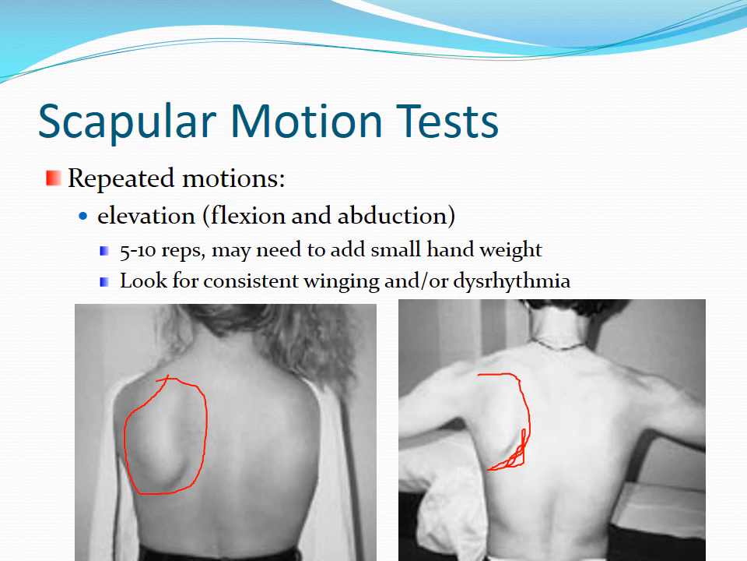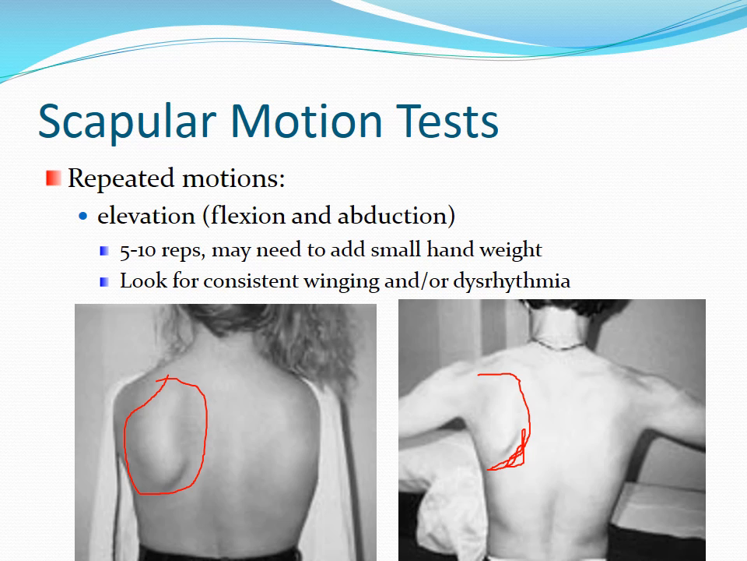So you start with 5 to 10 reps, and I like to add a small weight to them. I actually do that first. If I don't see it with just the weight of their arm, after even a few repetitions, I'll hand them a small weight. Nothing more than 5 pounds, and for most people, just a few pounds. 2 or 3 pounds tends to bring it out. And you're looking for a consistent pattern.